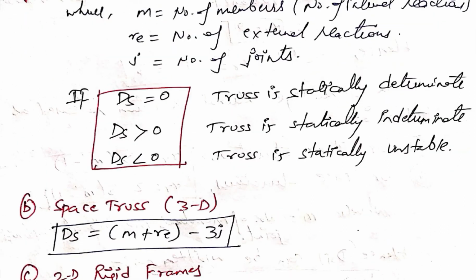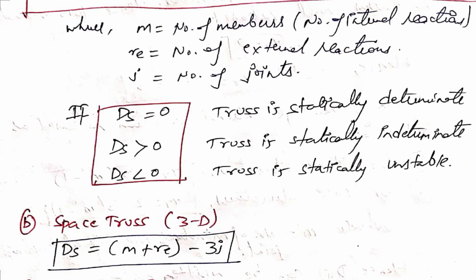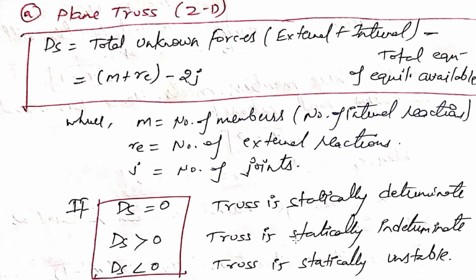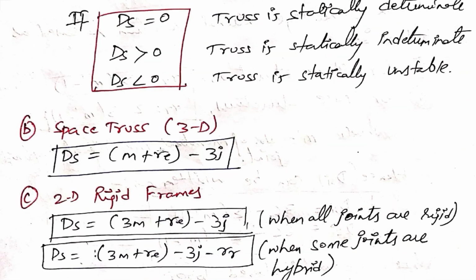For a space frame, that is a 3D space truss, DS is equal to M plus RE minus 3J. The only difference is the 3J. In a 2D truss we have 2J, and for a 3D truss we have 3J. M plus RE is the internal and external forces, and 3J is the total equations of equilibrium available. You have to keep this in mind.